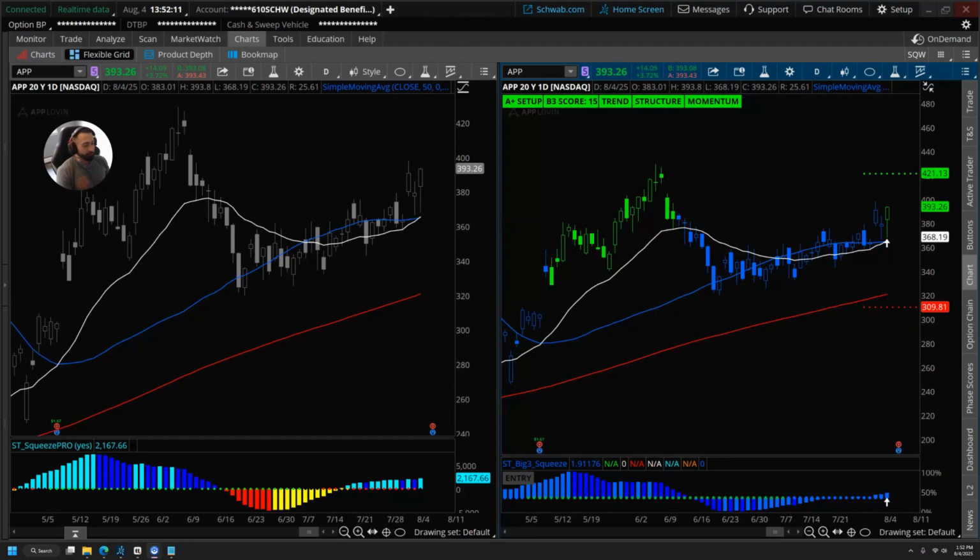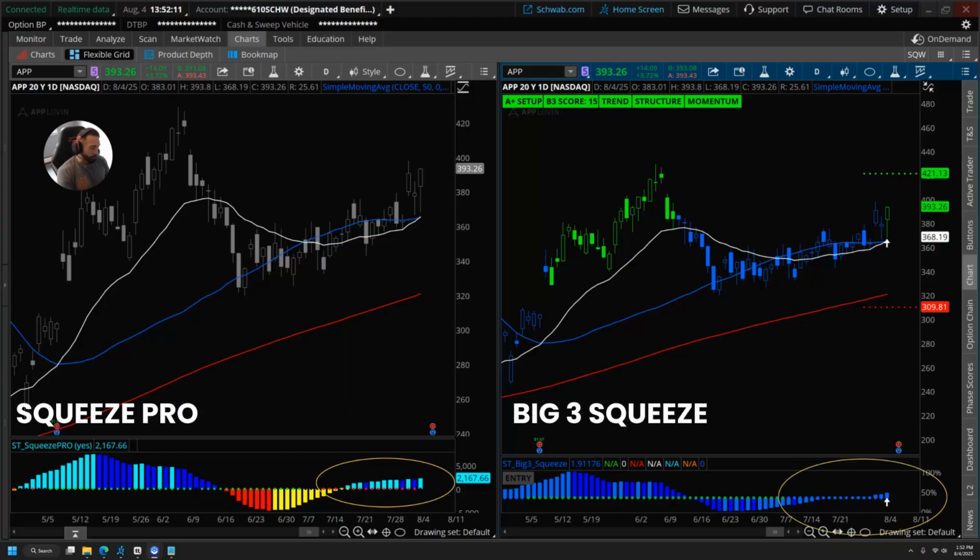Let's talk about the differences between the Squeeze Pro version of the Squeeze and then my version here, the Big 3 Squeeze.